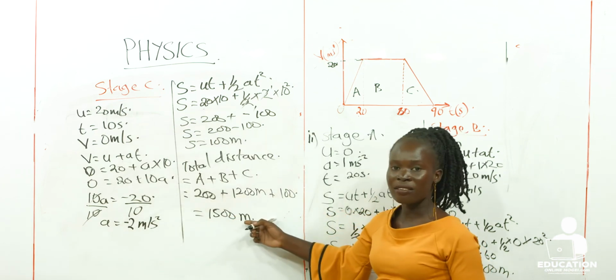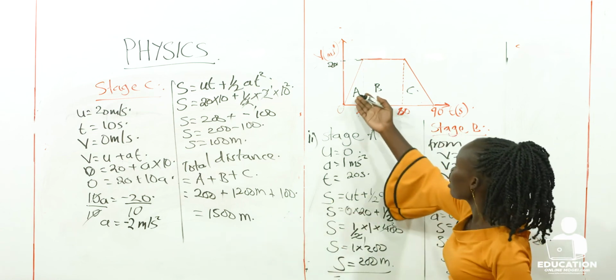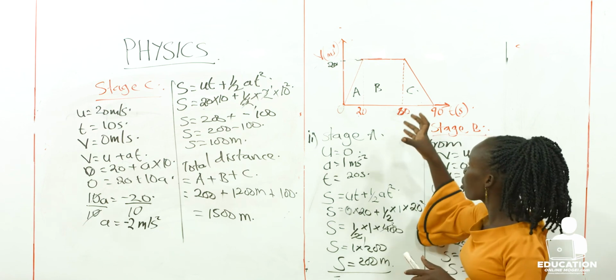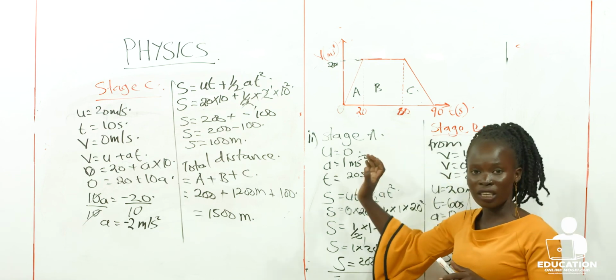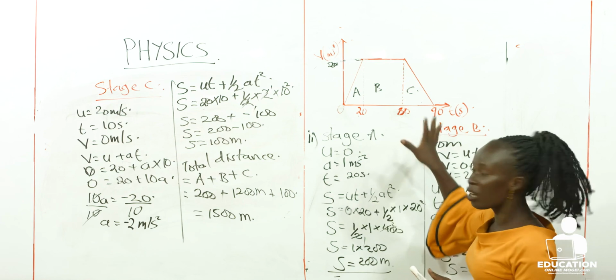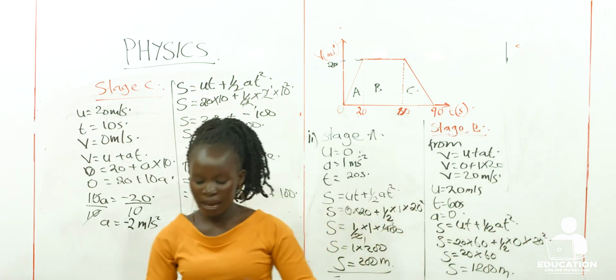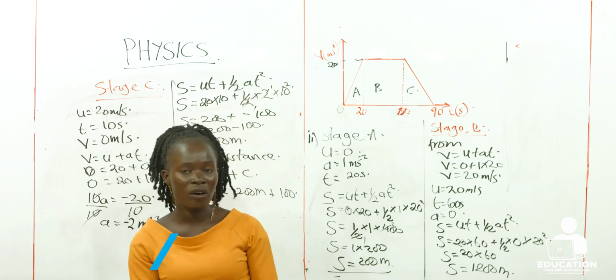1,500 meters. So you just get the distance under each, you divide the movement of the cyclist into stages. Then if you get that, you calculate their distances, then add them together. So that is how we find the distance using the equation of motion.